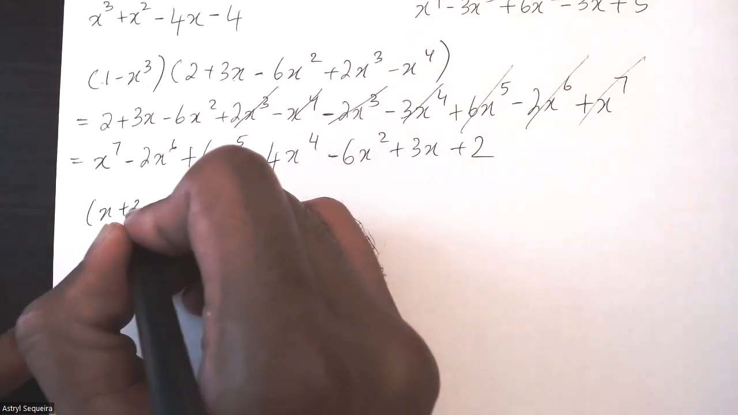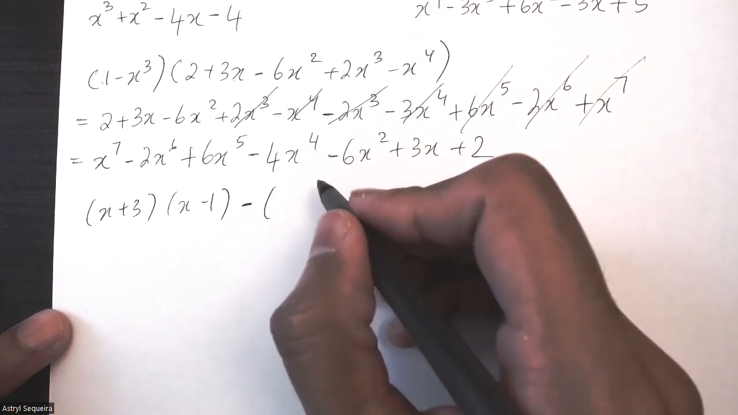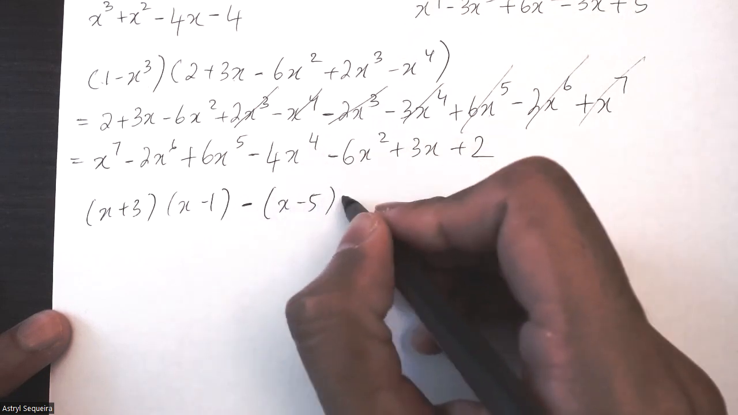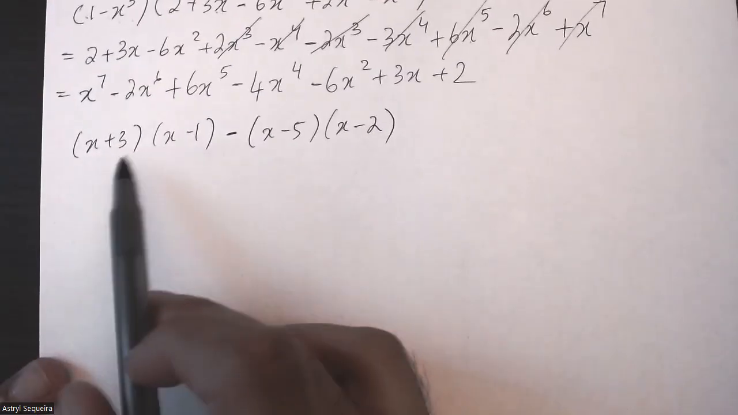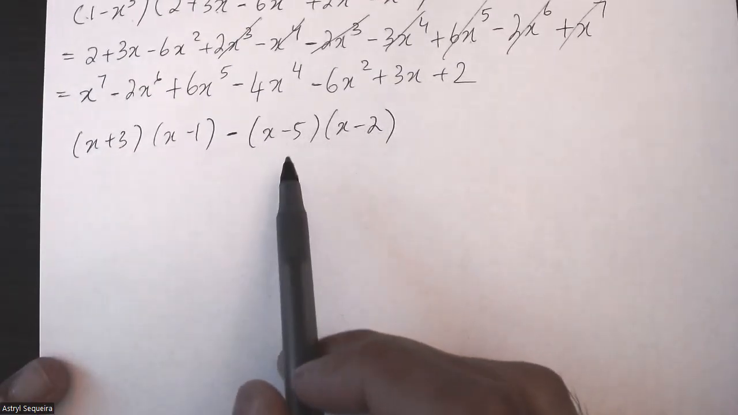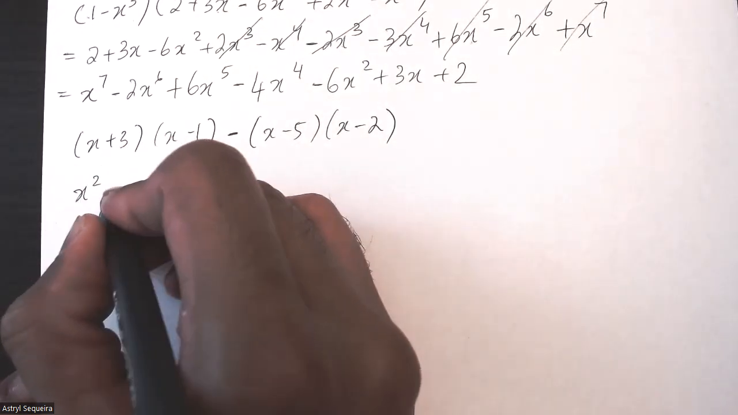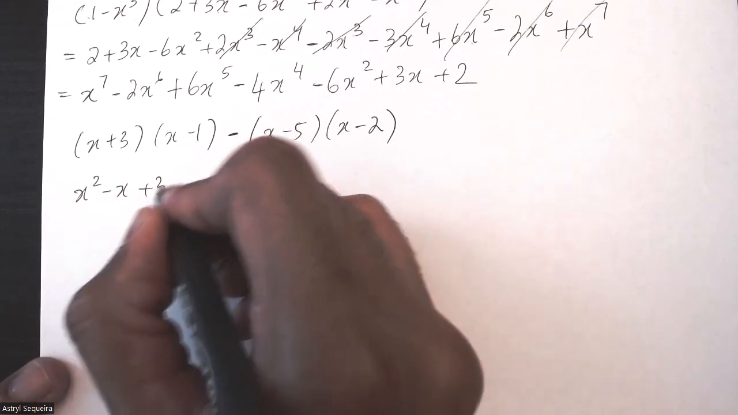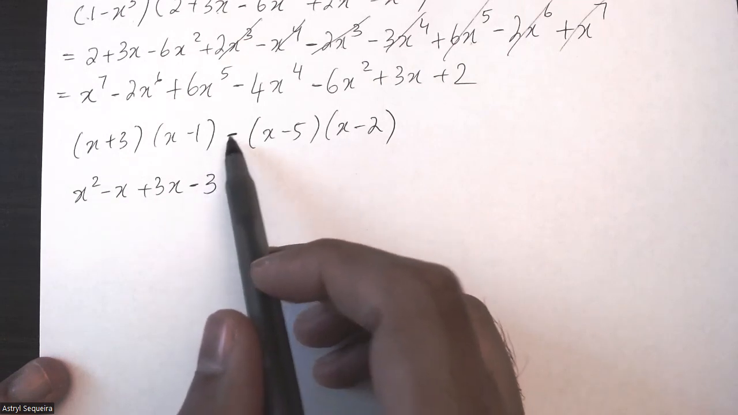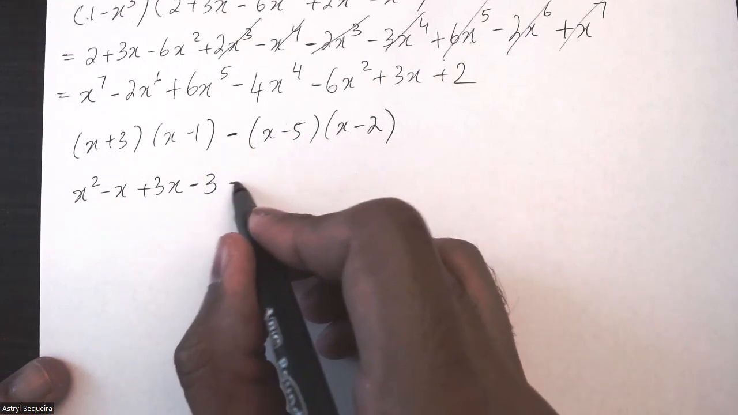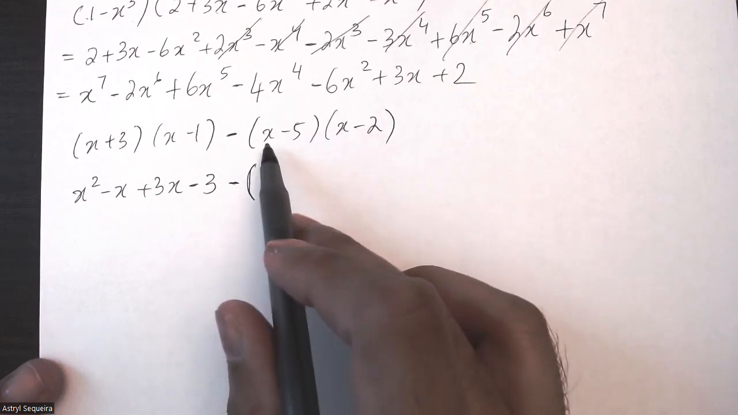Next one over here is x plus 3 times x minus 1 minus x minus 5 times x minus 2. So this one's a pretty simple one. All we're going to do is we're going to FOIL out the brackets over here. We'll start by FOILing out these two brackets. So x squared minus x plus 3x minus 3. And when you FOIL out these two brackets, since there's a negative sign here, always put a negative and start with a bracket or you won't get the right answer.